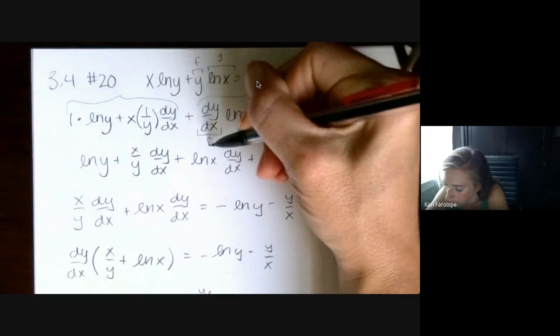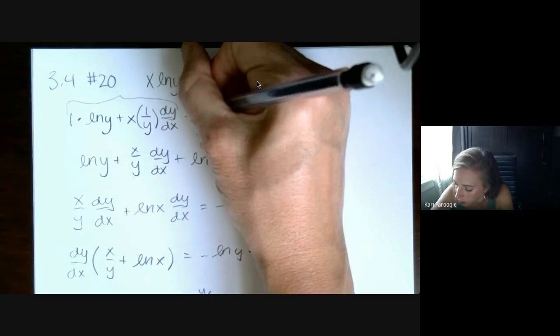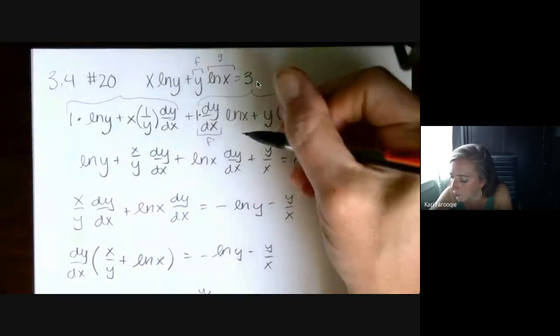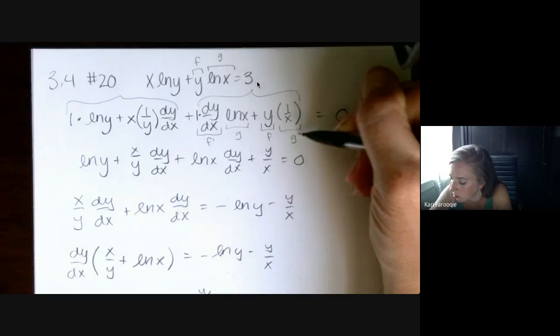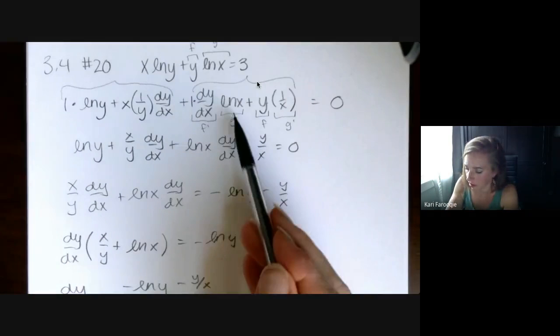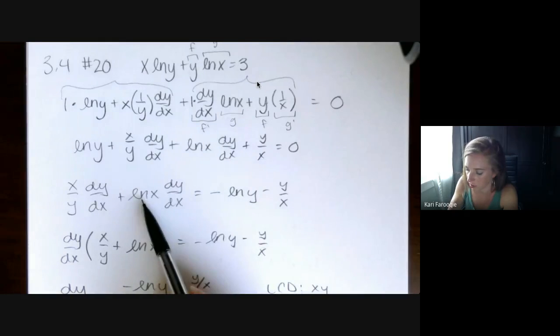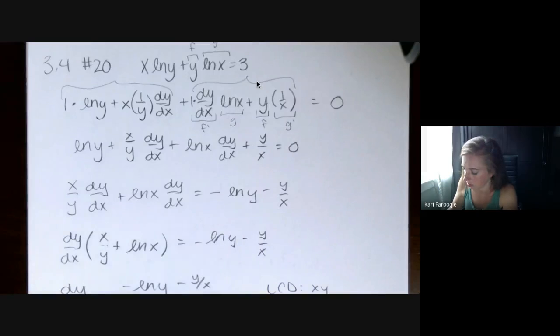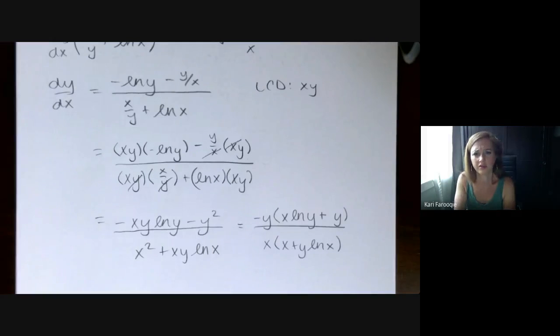So f prime, the derivative of y, was 1 dy/dx. I could have written it like that. F prime g plus f g prime looks like that. So then that just kind of got carried down to here, to here, to here, there, there, and there. Does that make sense?